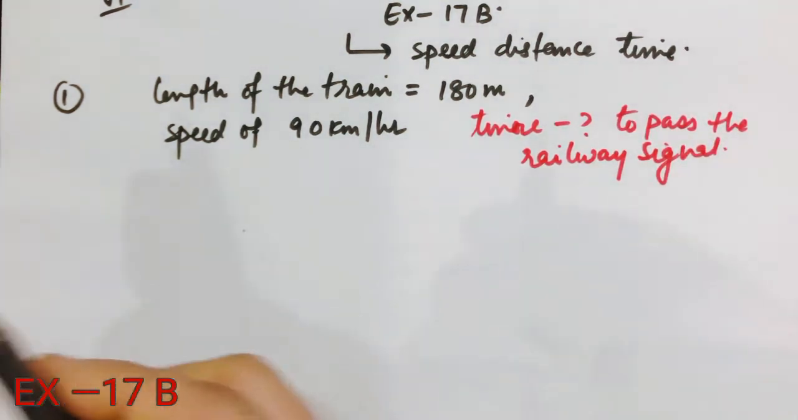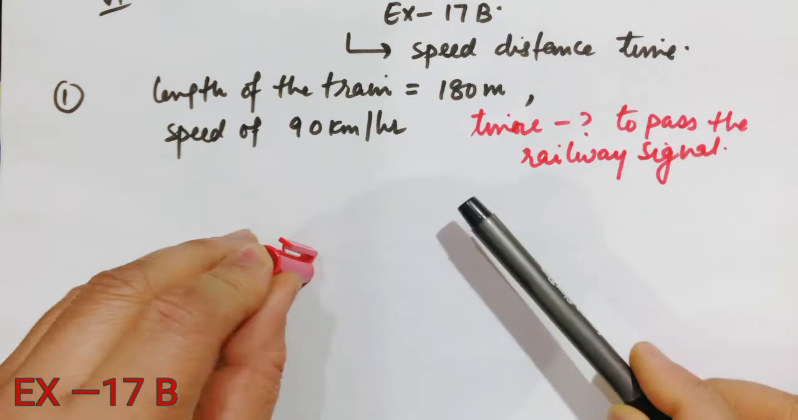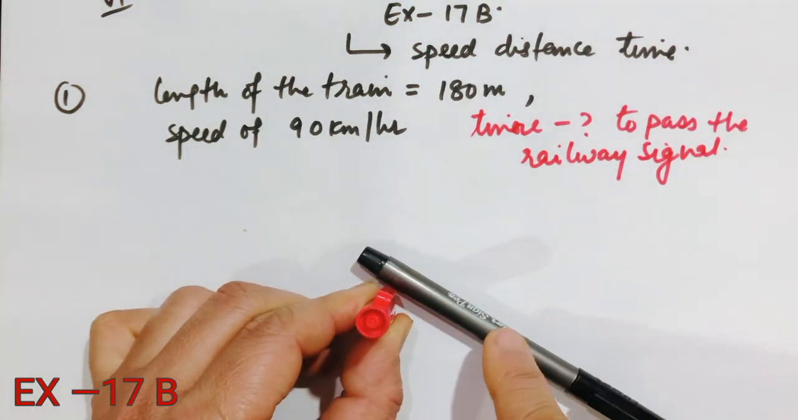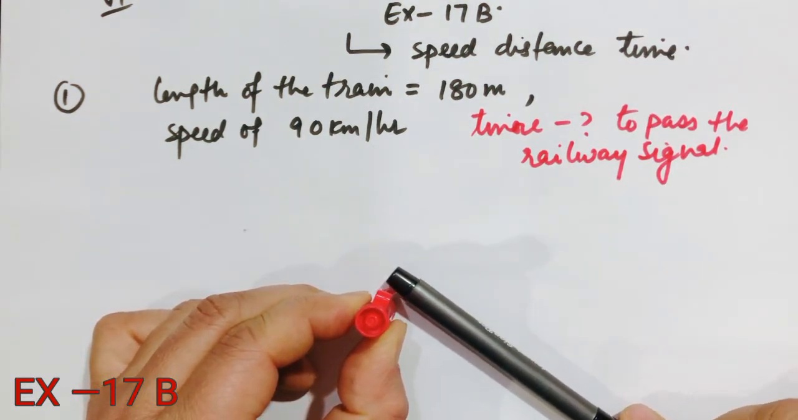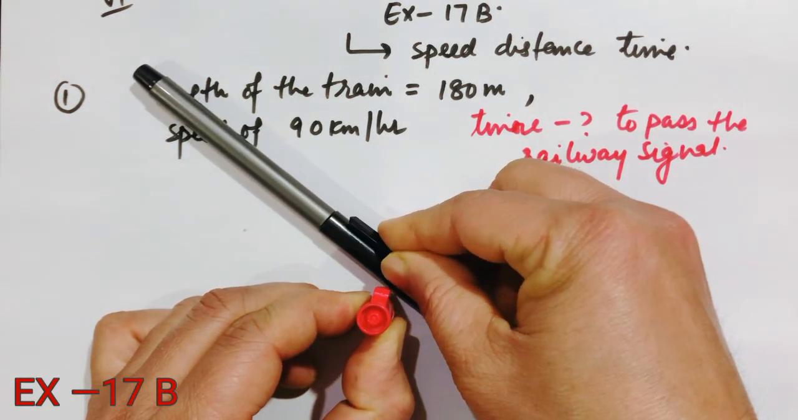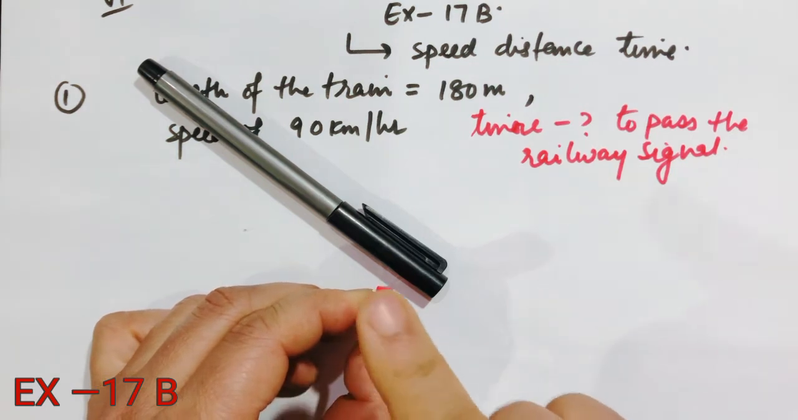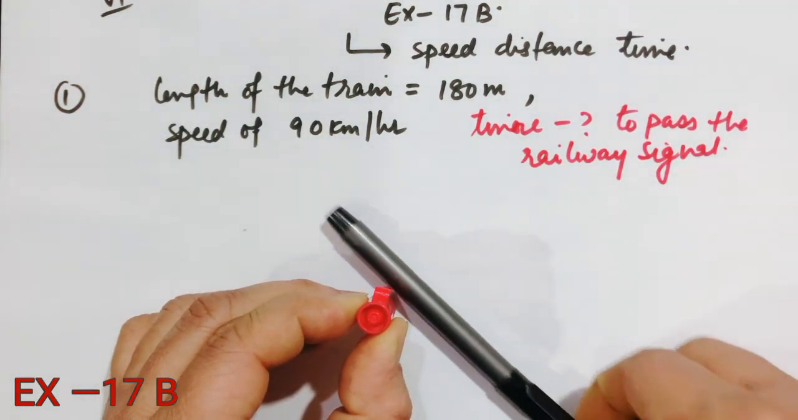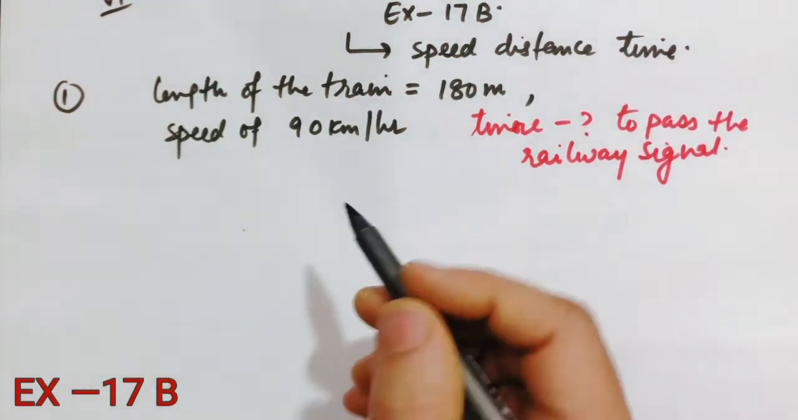Now imagine this is a railway signal, and this is your train. Now the train, in order to pass this particular railway signal, will have to cover its own length. Until it covers its entire length, the train will not pass the railway signal. Instead of a railway signal, it can be a lamp post, or a man standing on the platform. Even then, the train will have to cover its own distance. This means the distance is the length of the train, given as 180 meter.